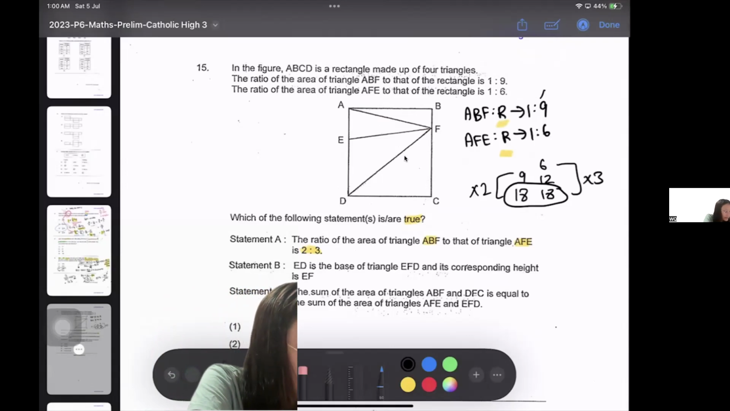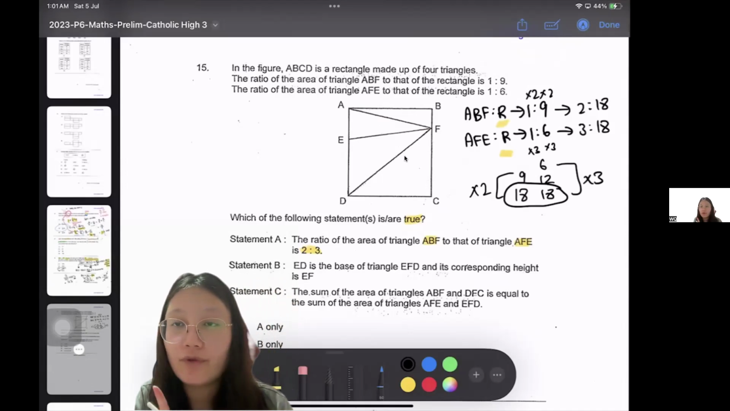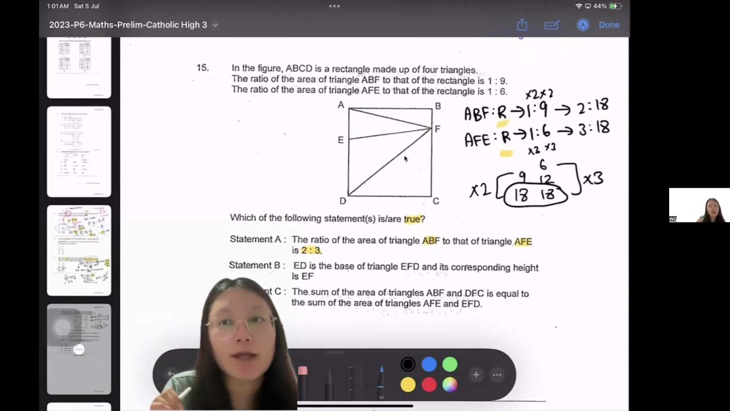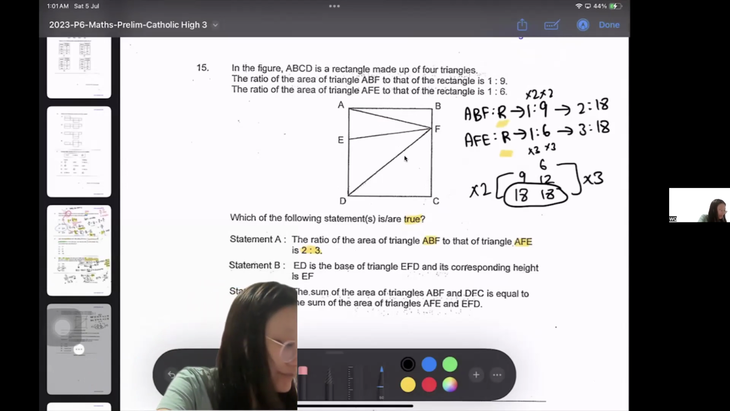Okay, so let's do times 2 here for the first one. The next ratio will be 2:18. And then the bottom one, you just times 3 times 3. The next ratio will be 3:18. So as you can see, the R, we have made both of the R's into 18. So this is the equivalent ratio. Then we can continue and see whether we can compare it that way, okay?